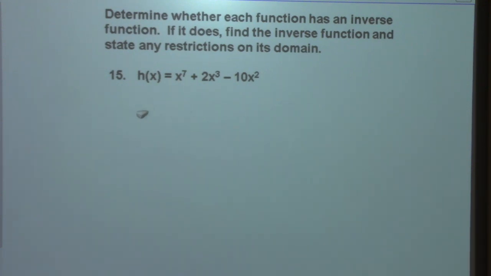Now this 15, did you pass or fail? Fails. Failed, yeah. Usually, if we had x to the 7th, it possibly could pass, but it's this other stuff here that makes it so it fails. Okay?